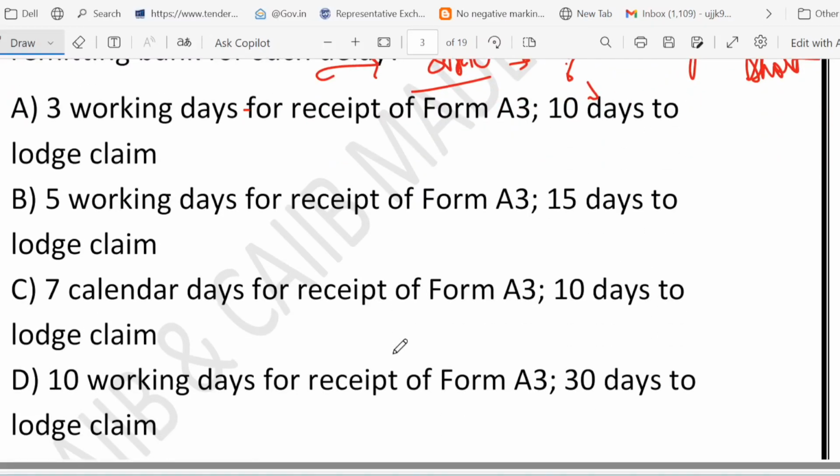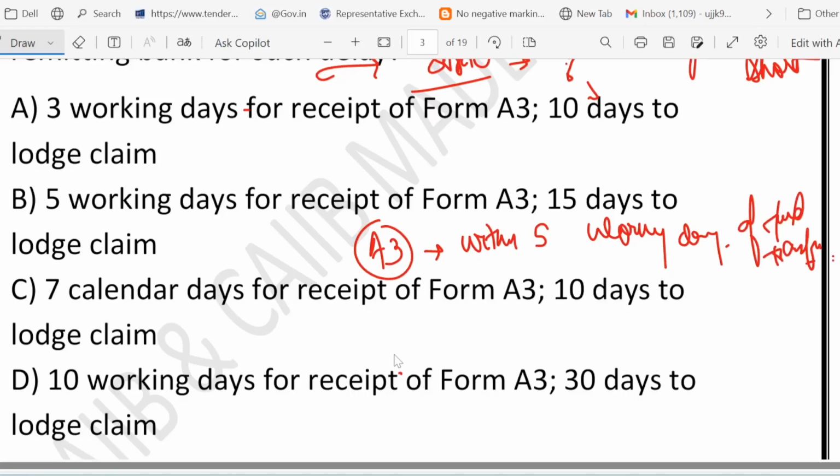The rule is the beneficiary bank must get Form A3 within 5 working days of the fund transfer. That's the rule. If Form A3 is not submitted within 5 working days of the fund transfer, the remitting bank faces a penalty.